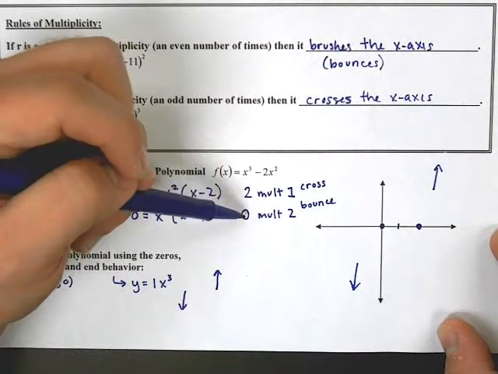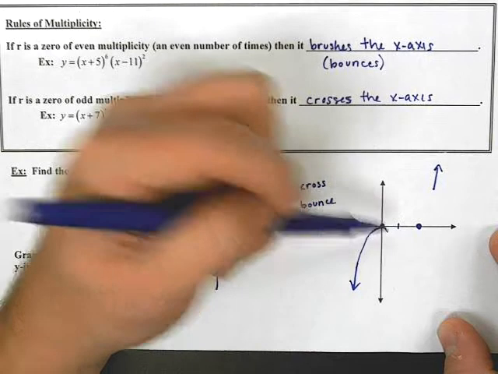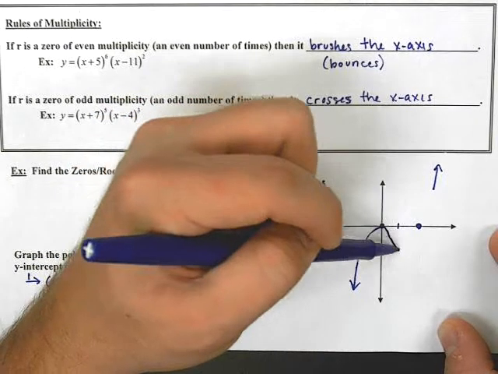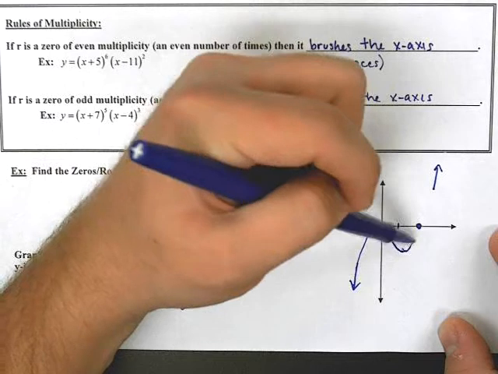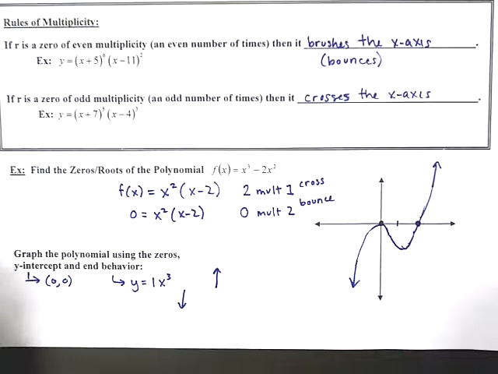I have to remember that at 0, I have to bounce. So I have to go like this and go right back off of it. And then at some point, I have to come back up to hit my other x-intercept. And we are done with that sketch.